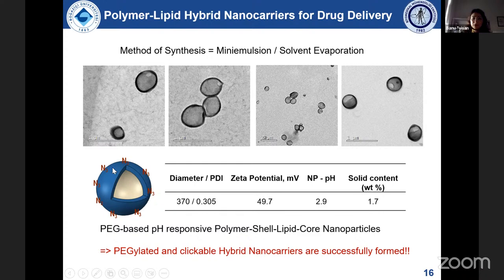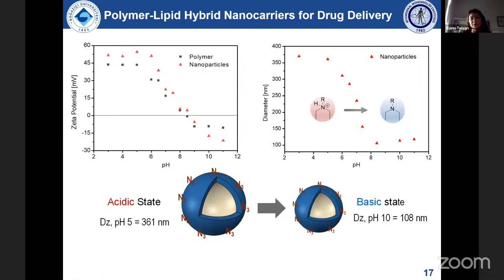This is also to check, of course, the pH responsivity, how we could actually manipulate them to release the drug. As you see here, they could swell and shrink in acidic and basic states, about 3 times swelling in the acidic state. So hopefully that might lead us to release the drug. So it's ongoing work. Therefore, I cannot show you the drug release studies right now.